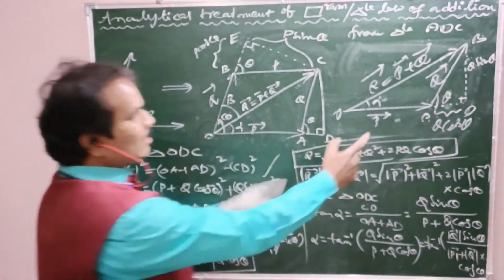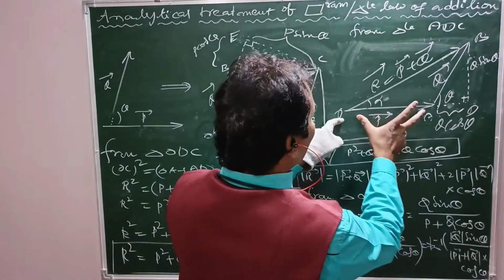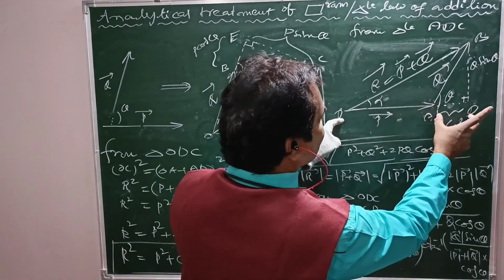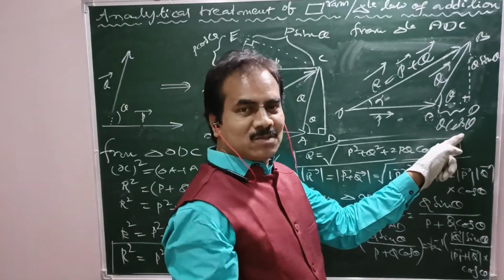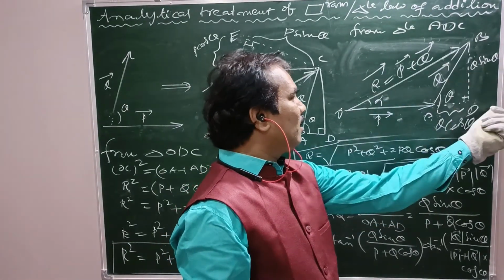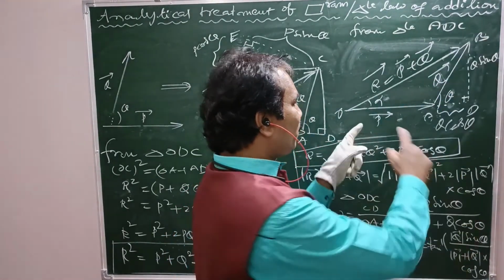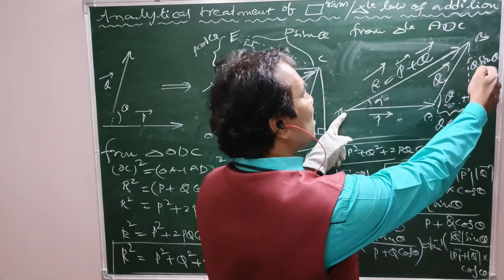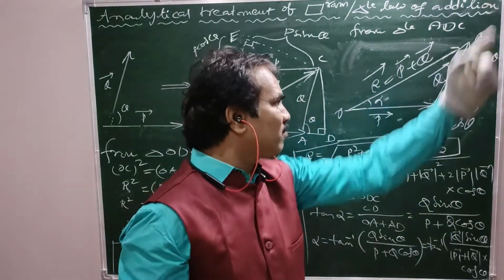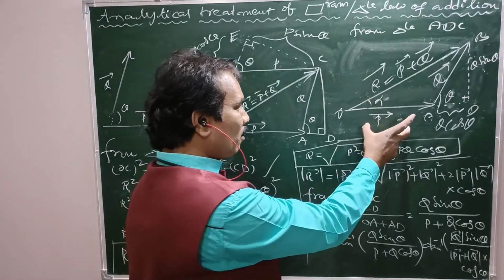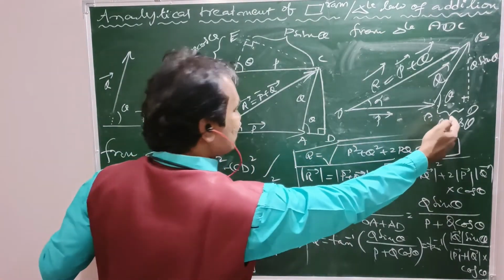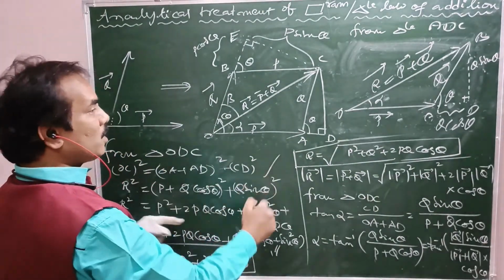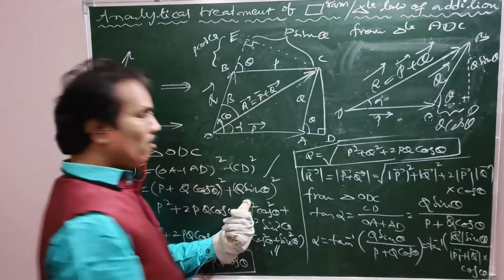See once again, from here to there, this is P, this is Q cos theta. Now what is the total side? P plus Q cos theta. That is one side for this triangle. Now this is Q sin theta. So P plus Q cos theta whole square plus Q sin theta whole square, that is the hypotenuse square. Therefore R square equals P plus Q cos theta whole square plus Q sin theta whole square.